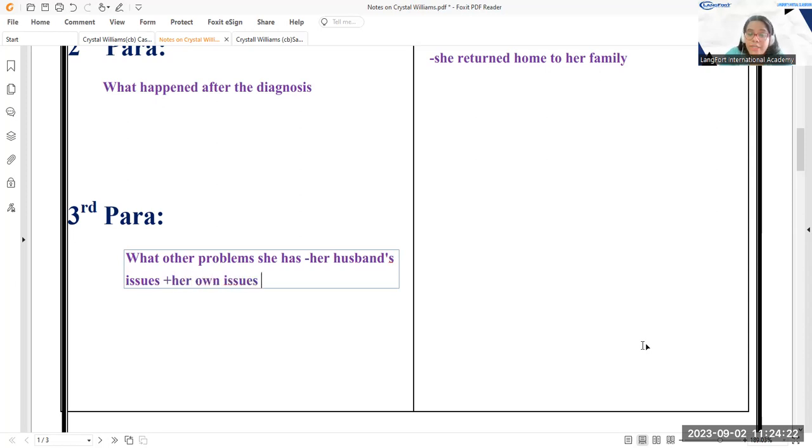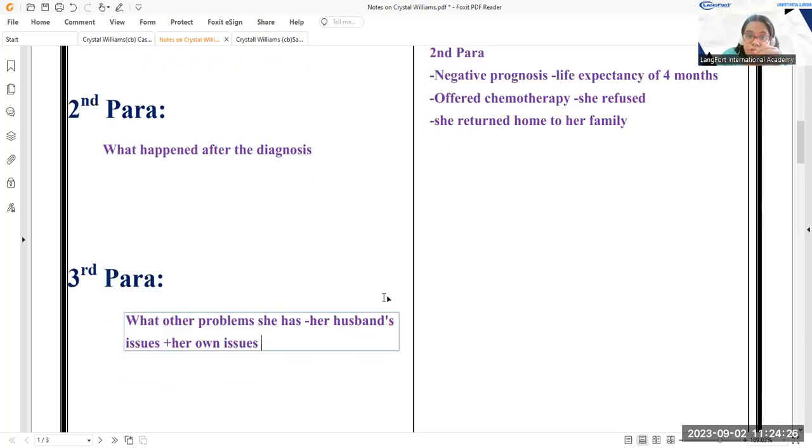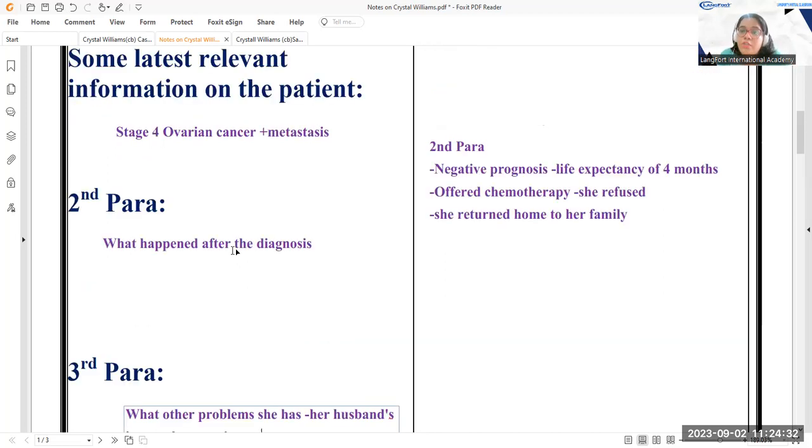That will make logical sense. Because we are not focusing based on the time here. Rather, we are looking at the theme. We have a lot of problems, so we are arranging them in such a way that it makes logical sense. So we talked about what happened after the diagnosis.